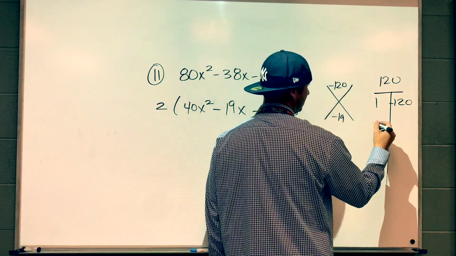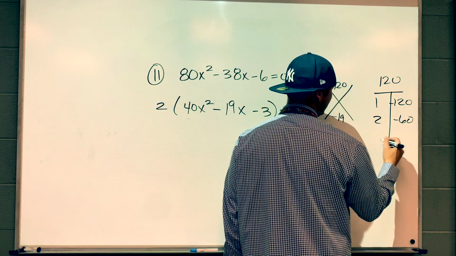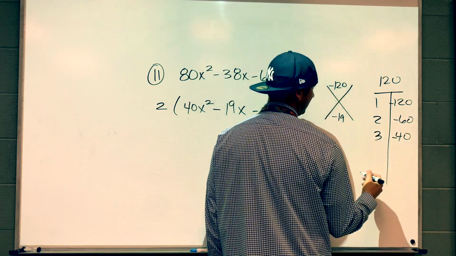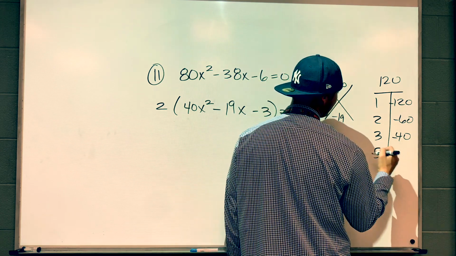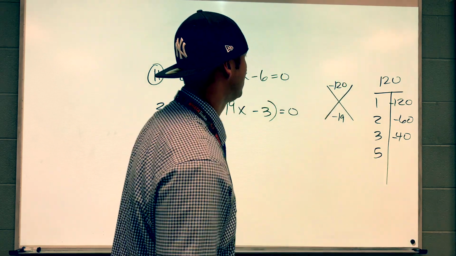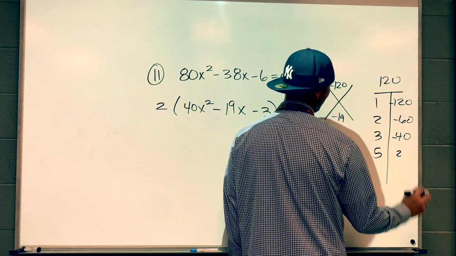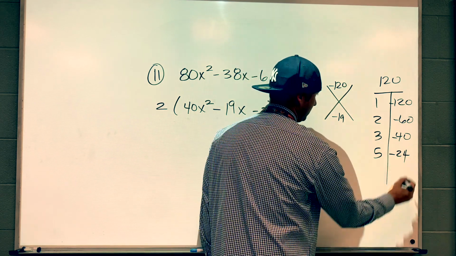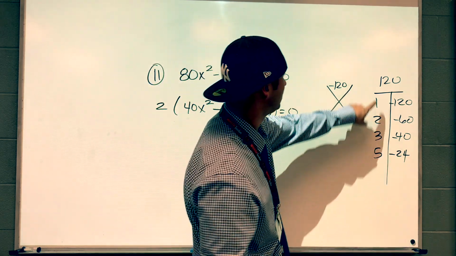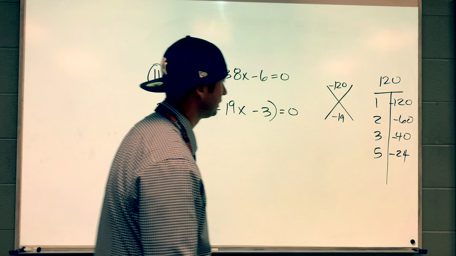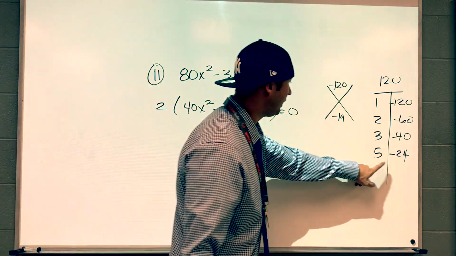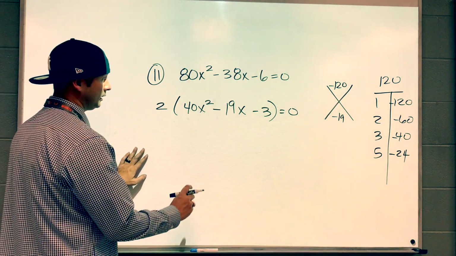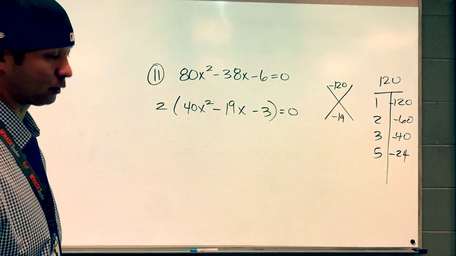So this is going to be 2 and 20, 2 and 60, 3 and 40, 5. 5 goes into 12 twice. 4. There it is, that's it. So 5 goes into 120, 24 times. And 5 and negative 24 make negative 19. That was the one. Okay, so I'm gonna factor by grouping.